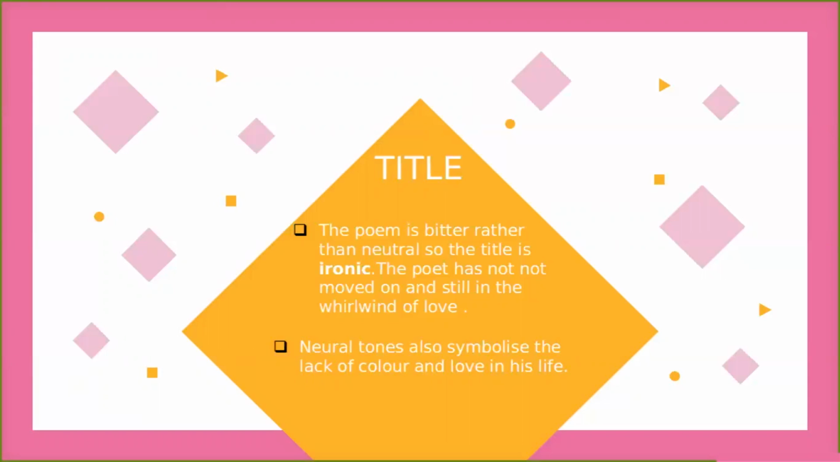Secondly, neutral tones also symbolize the lack of color and love in his life. Throughout the poem, he has shown how the sun is devoid of its color, the leaves are devoid of their color. So his own life has moved towards neutral tones, that now he can only see black and white, because his life is devoid of love and colors.